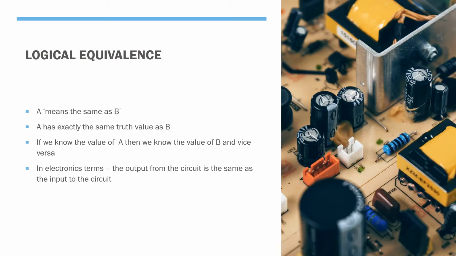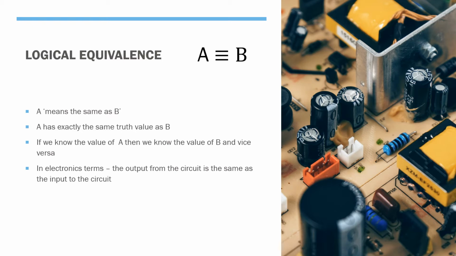We've talked a lot about expressions. Well, if two expressions are logically equivalent, it means they have the same logical value. We could say that A means the same as B, or that A has the same truth value as B. Or if we know what A is, then we automatically know what B is. And in electronic terms, it would mean a circuit that just transmits electricity without changing it at all.